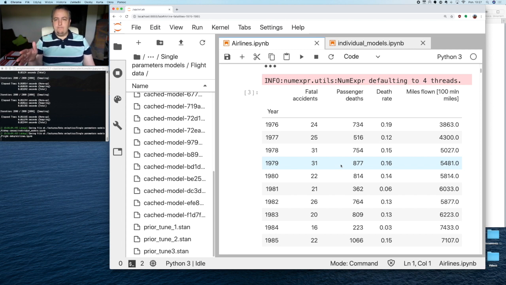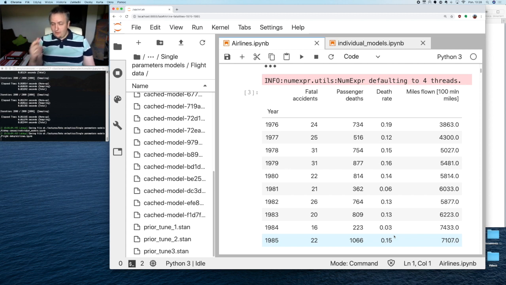What we can see here is our table, which for each year records the number of fatal accidents, the number of passenger deaths, and something called a death rate. Death rate is the number of passengers dying per 100 million miles, because planes fly a lot during a year.